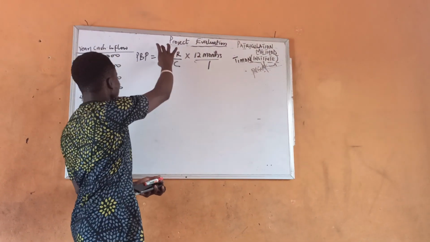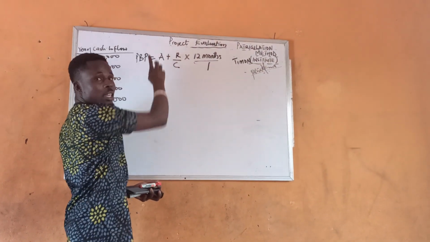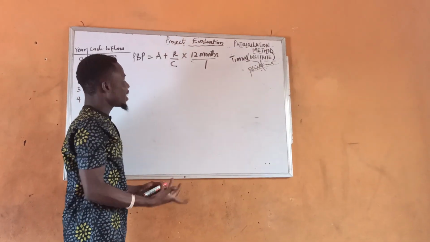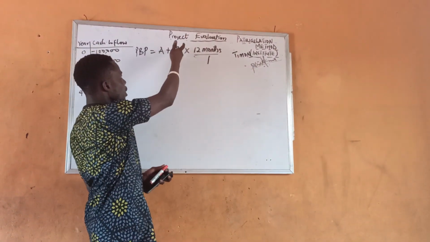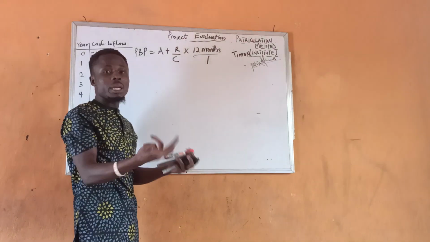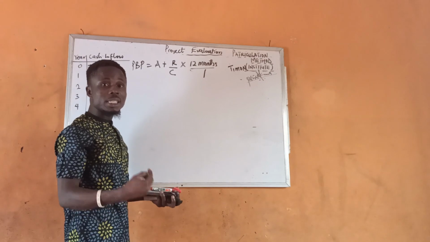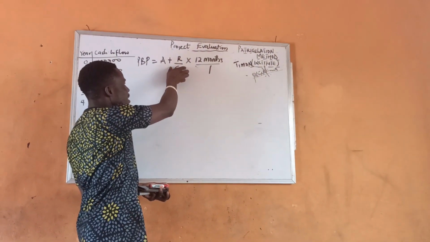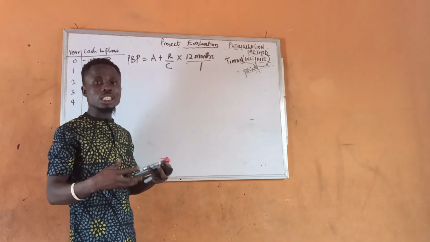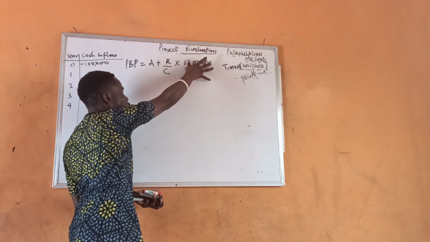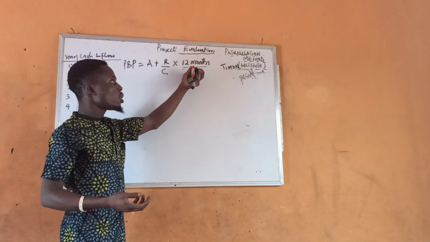So here A is the amount of money recovered before the last year. R simply means the remainder, or the amount of money remaining to complete the capital. While the C here is the cash inflow produced in the next year. This is 12 months. It depends on you.